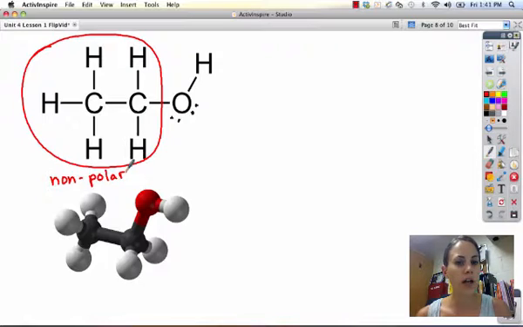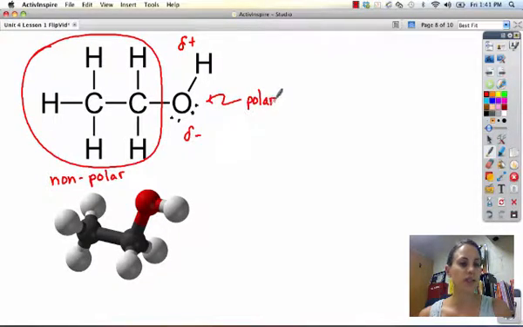But we do have an OH group on here, which does look like a part of a water molecule. This OH group is going to be very polar. The oxygen and hydrogen is going to have an uneven distribution. So, even though one end is nonpolar, the other end is polar, and this is what's going to help ethanol dissolve in water.